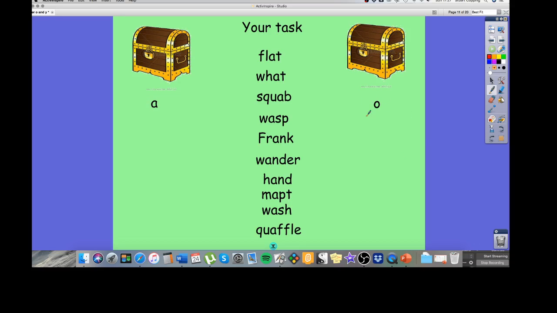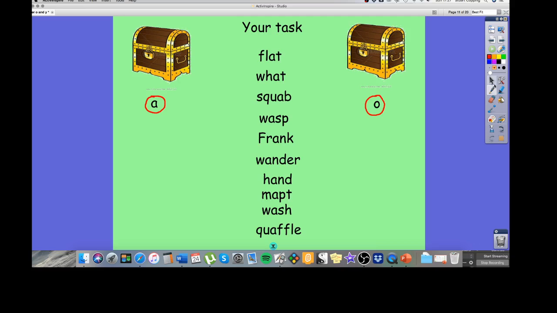So in your book, you are going to put a line down the middle of the page. I would do it about 6 lines down. Put the letter A on one side and the letter O on this side. These are the sounds that the letter is making. So is it making an A sound? Is it making an O sound? And I want you to sort the words out. And then if you want a bit of a challenge, any words that make the O sound that are real, can you use them in a sentence?